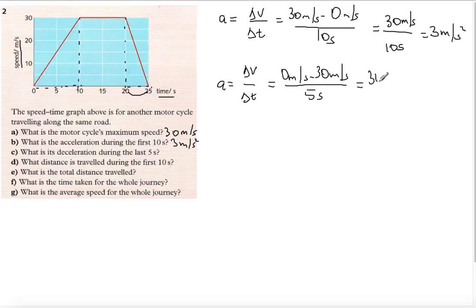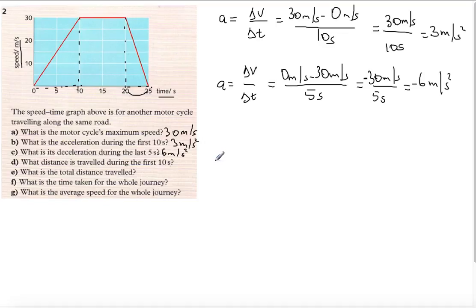So 30 meters per second out of 5 seconds gives us 6 meters per second squared, but this is minus, because 0 minus 30 makes minus 30 meters per second, so it gives us minus 6 meters per second squared. Acceleration is negative, so we can say that this is deceleration. The answer becomes 6 meters per second squared. Of course, it is minus. So we can continue with the next choice.